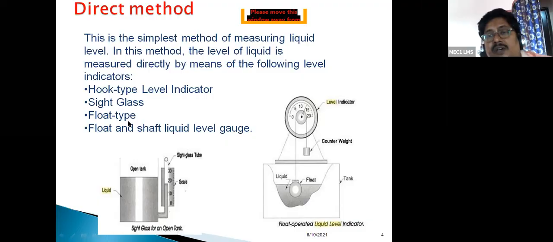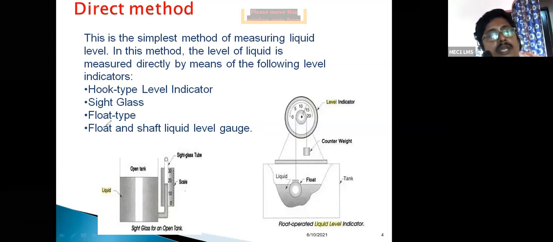Those five sensors are indirect methods only, that means you cannot measure directly. I will explain two examples. See here, the sight glass of an open tank, that means a sight glass in an open tank.